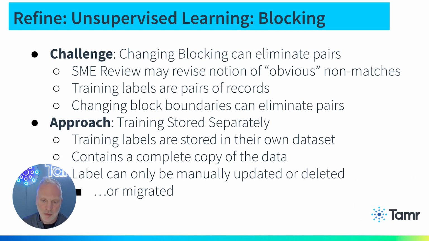Our approach to addressing the loss of pairs that might contain training labels is to store those pairs separately. We store the data associated with the records on those pairs, as well as the labels, in their own data set. It has a complete copy of the data. Those training labels can only be manually updated or deleted. We don't automatically delete those or change those labels. The only thing that we do there is that migration for the pre-grouping model when we change the grouping criteria for the pre-grouping model.